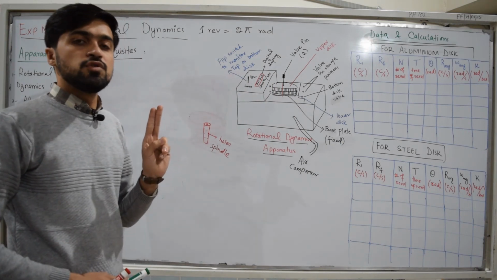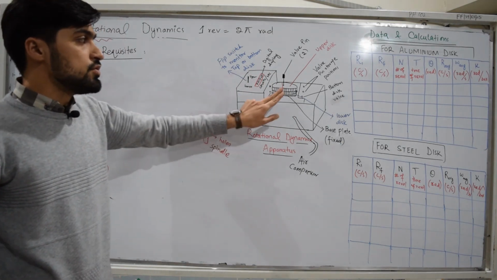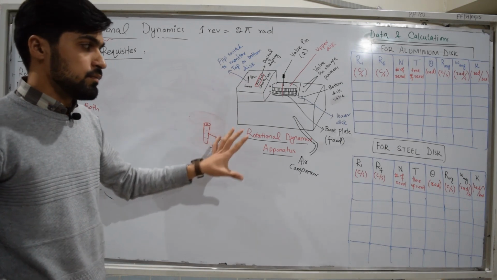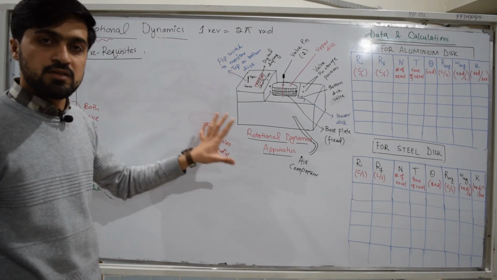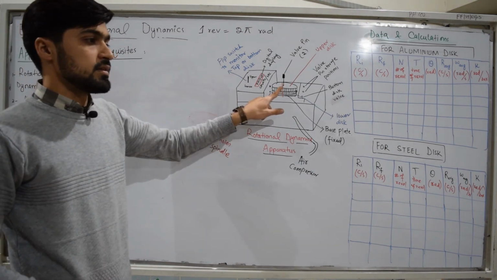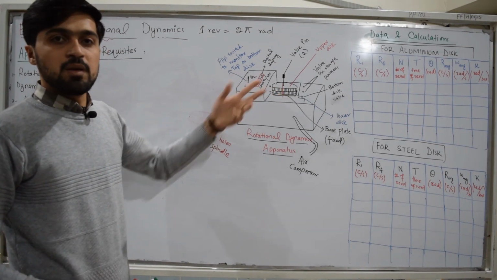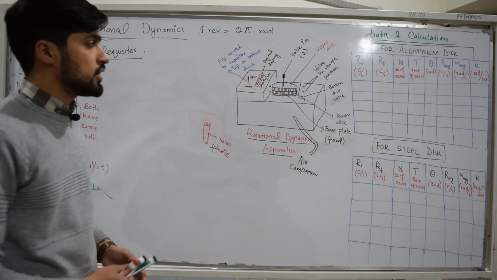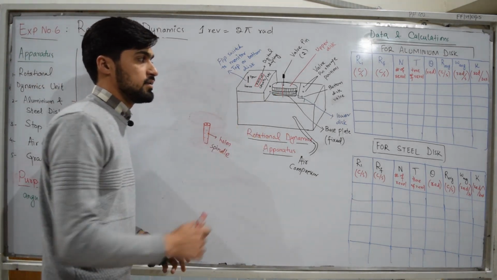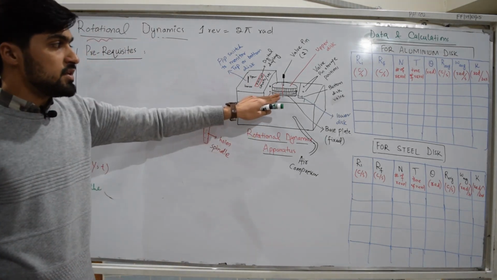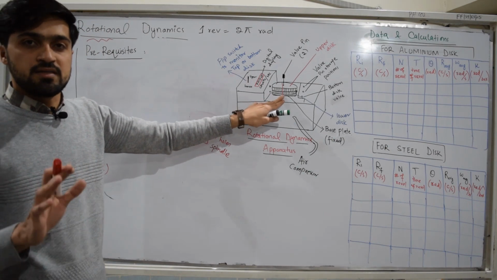So we will not be using a single disk. We will be using 2 disks if you are performing this experiment. It may be one steel disk and one aluminium disk, or it may be both steel discs. So the bottom disc is always the steel disc. Keep in mind, we keep the bottom disc to be the steel disc always.